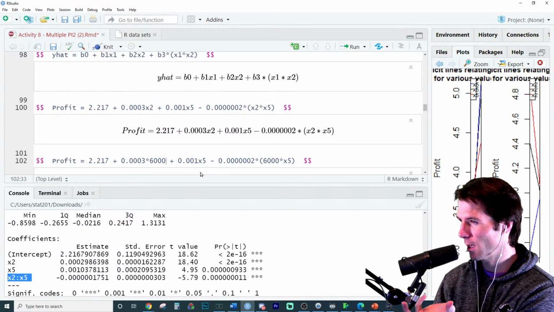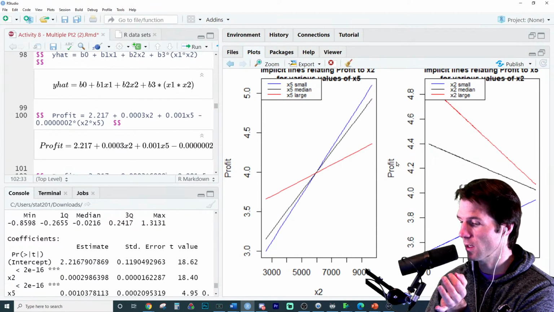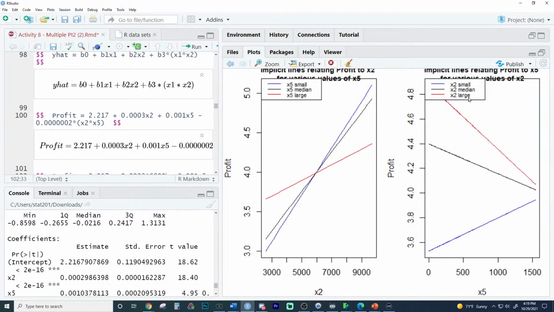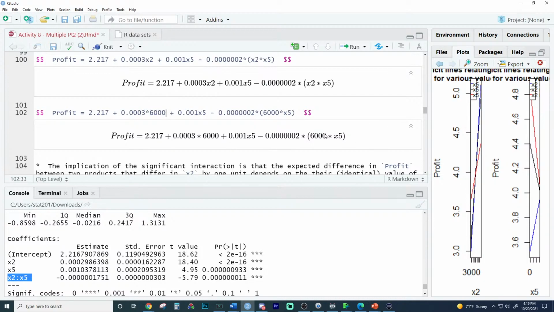And then for this question I'm making up, we are plugging in 6,000 because it says solve out the implicit line when x2 is equal to 6,000. Because that's what these lines over here are. 6,000 would be about a median value for x2. So we're solving for about this black line, where x2 is at a median value, and we should get a negative slope. We're going to solve for the equation of this line, which is what this output does for us. So now we're just going to reduce down.